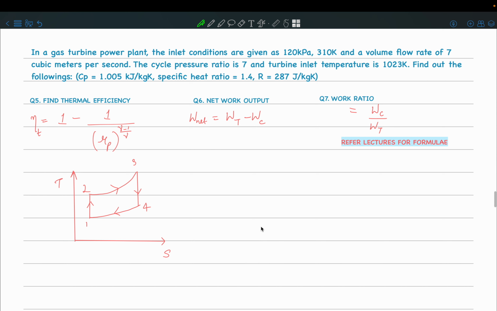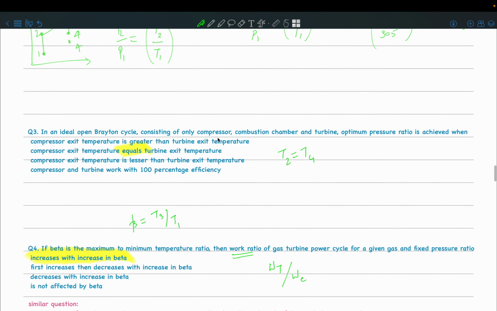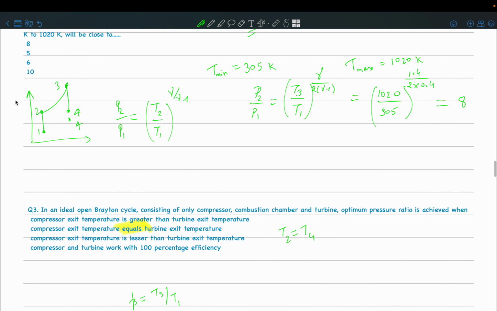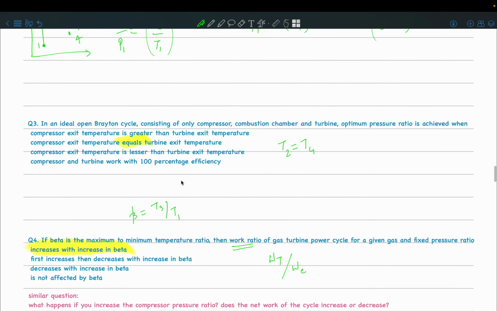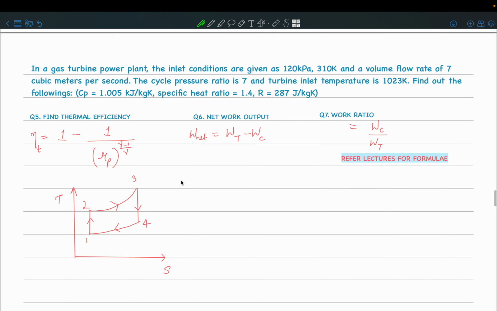No, it is P2 by P1. Cycle pressure ratio we discussed right now. See, beta is the maximum to minimum temperature. But then we discussed how this T3 by T1 is related to P2 by P1. And P2 by P1 is the cycle pressure ratio, or compressor pressure ratio. That is what defines the working of a turbojet engine. So we always refer to this P2 by P1 as the cycle pressure ratio.